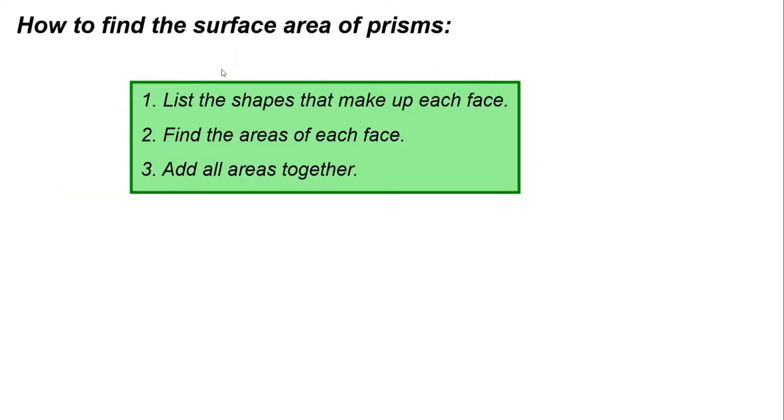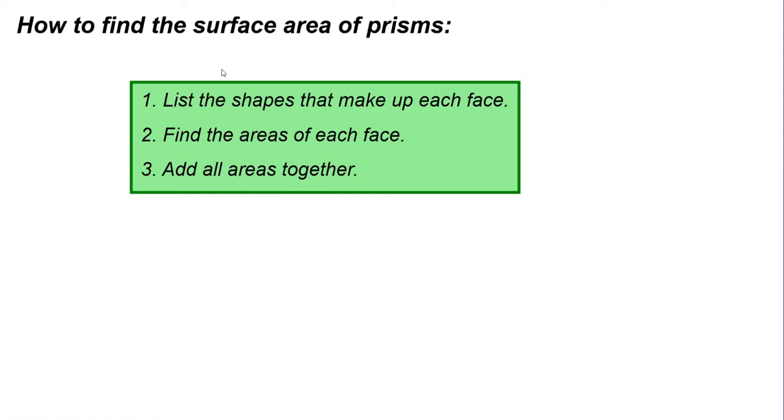So how do you find the surface area of prisms? Well, it's a 3-step process. The first thing we want to do is list the shapes that make up each face. Figure out how many faces your solid has and list them. If you do that, you're much less likely to forget a face or double up on one, trying to keep them all in your head and keeping track of which faces you have and which ones you haven't done. Then we need to find the areas of each face.